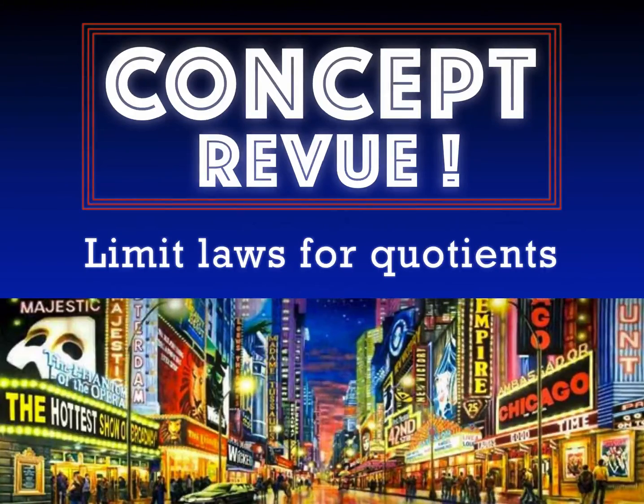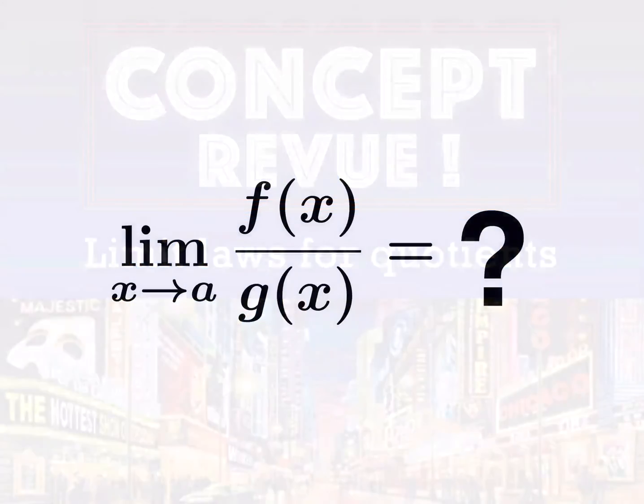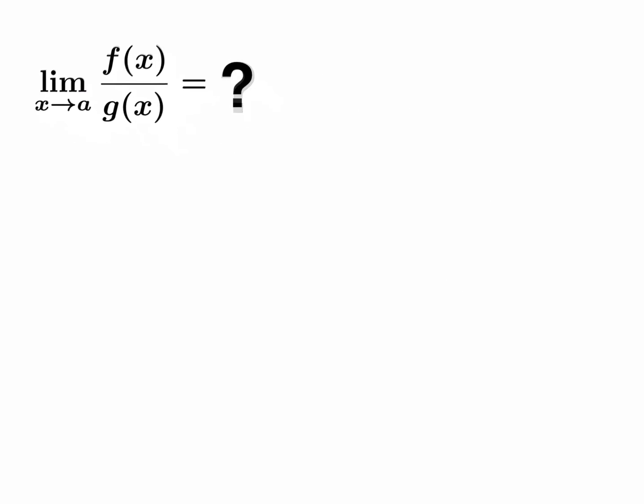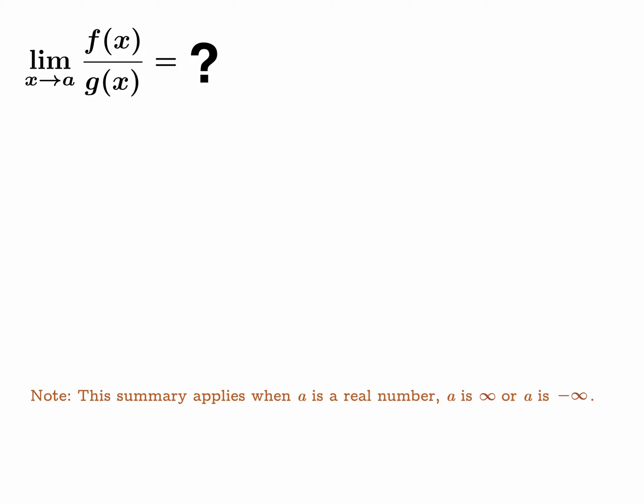Let's review the limit laws for quotients. So the goal here is to understand this limiting value of the quotient of two functions. And right off the bat, we'll make the comment that this summary that we're about to reproduce applies equally validly when a is a real number, or if you're taking the limit as a goes to infinity or a goes to negative infinity. In all three of these cases, the following rules still apply.